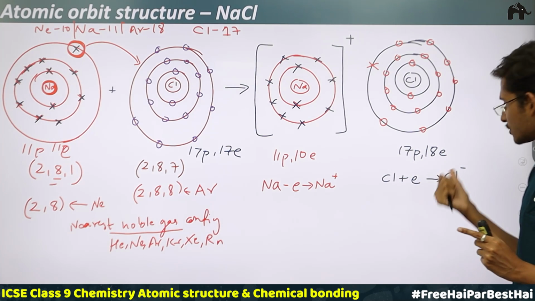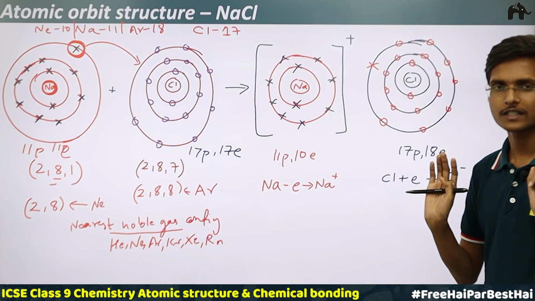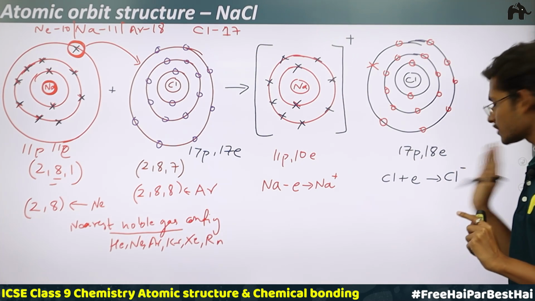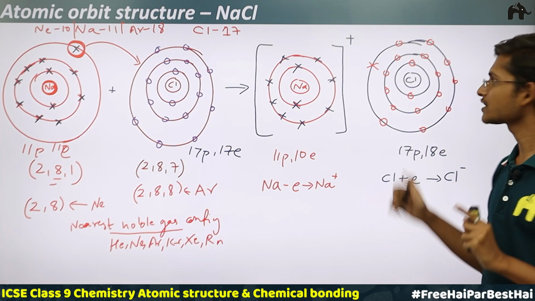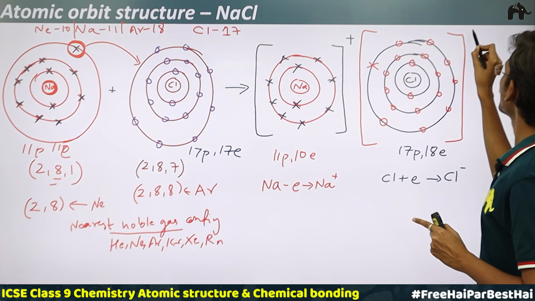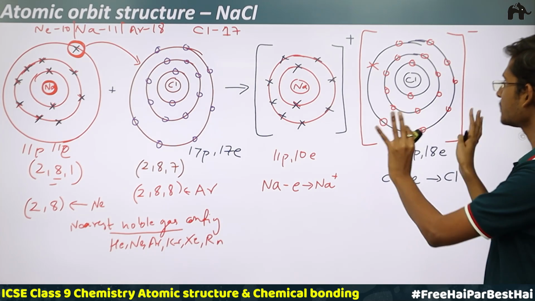This negatively charged chlorine ion is called chloride ion. We all know this thing, right? We have studied it in the radicals and ions part in the first chapter itself. So this is chloride ion having 1 minus charge or 1 negative charge. So we need to denote the charge, 1 minus or simply minus. Fine, clear till this part.